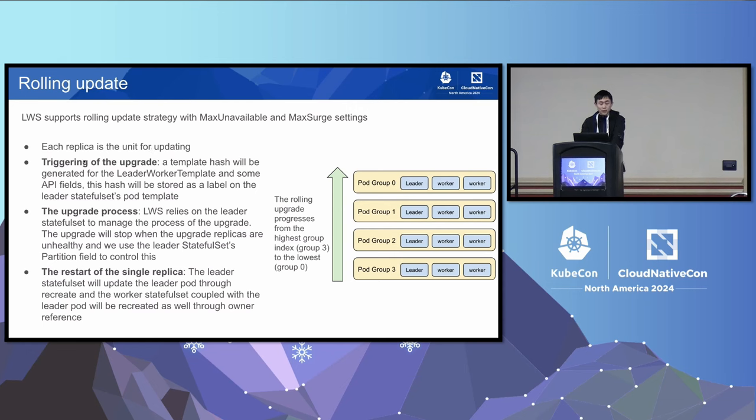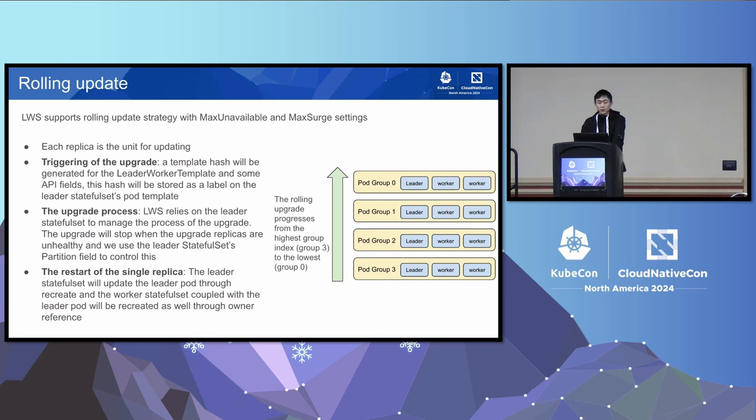The trigger of the upgrade is a template hash that is generated from the leader worker template and some API fields that we believe are important, where we need all the replicas to be upgraded. This hash will be stored as a label on the leader StatefulSet pod template. And when this hash value changes, it will trigger the leader StatefulSet to start the rolling update.